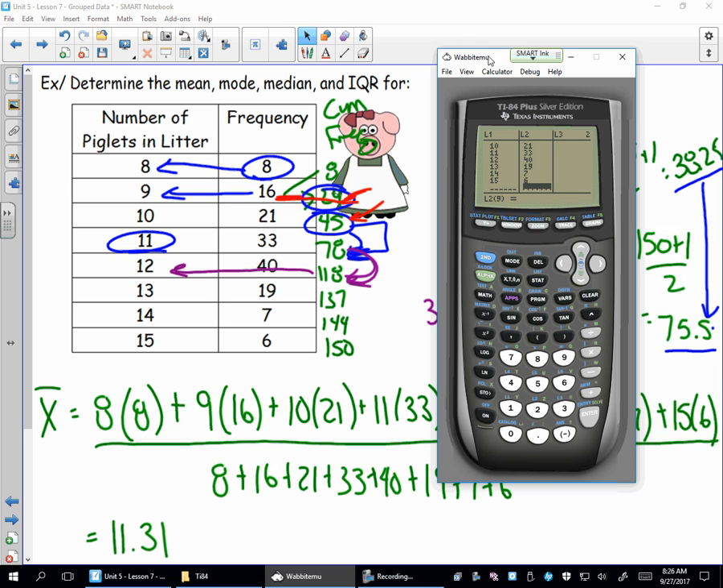Yeah, it takes longer to type things in than it does to actually do the math now. Stat, calc, one var stats. We have a list, L1. Our frequency list is L2. And here's what I want to point out for you.